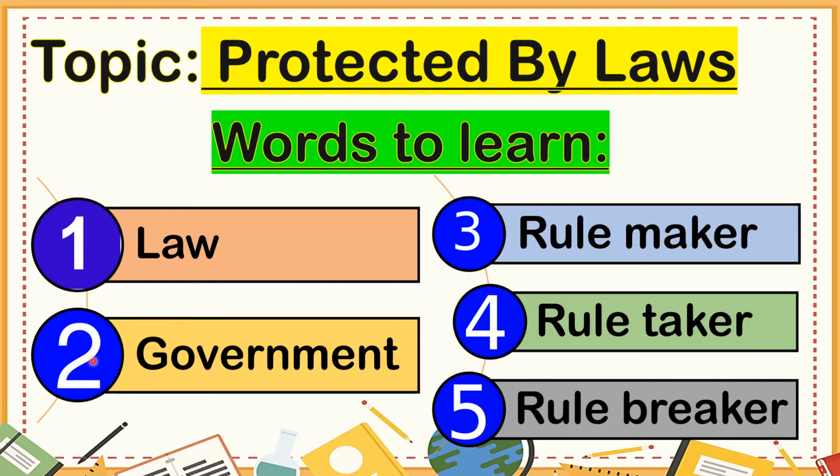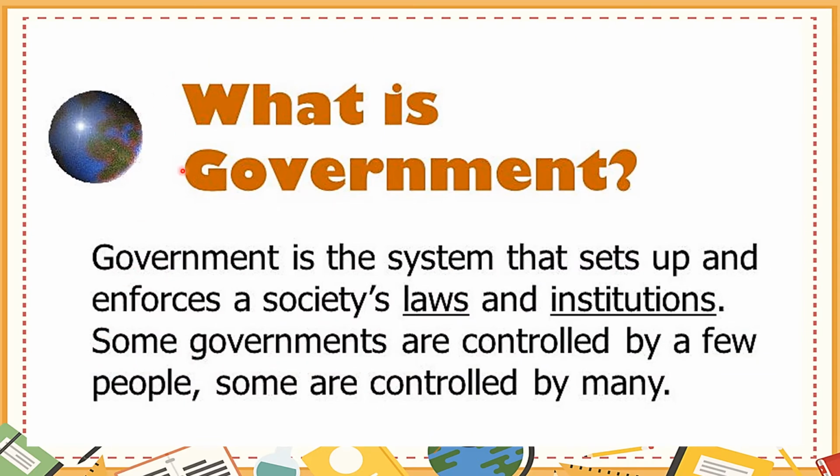The second word, government. What is government? Government is the system that sets up and enforces a society's laws and institutions. Some governments are controlled by a few people, like if it's a monarchical type of government or ecclesiastical type of government, only one or two people control the government, okay? Headed by the government, I should say. Some are controlled by many, like a republican type of government, like a constitutional monarchical type of government.